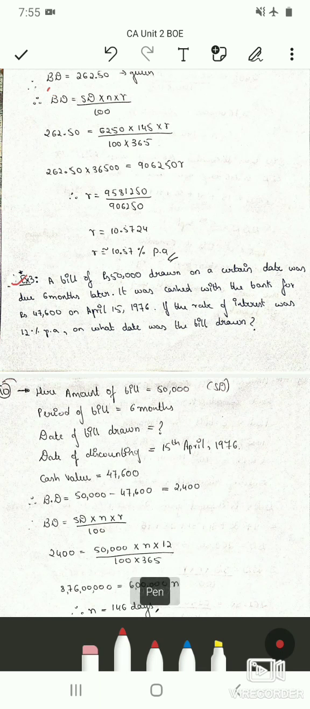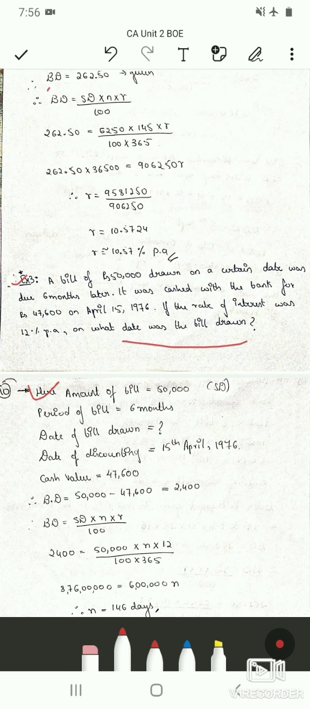So the third question is, a bill of rupees 50,000 drawn on a certain date was due 6 months later. It was cashed with the bank for rupees 47,600 on April 15, 1976. If the rate of interest was 12% per annum, on what date was the bill drawn? So here they have asked to find out the date on which the bill was drawn, and this is an important question. Many of the times they have asked these type of questions where you have to find out the date on which the bill was drawn.